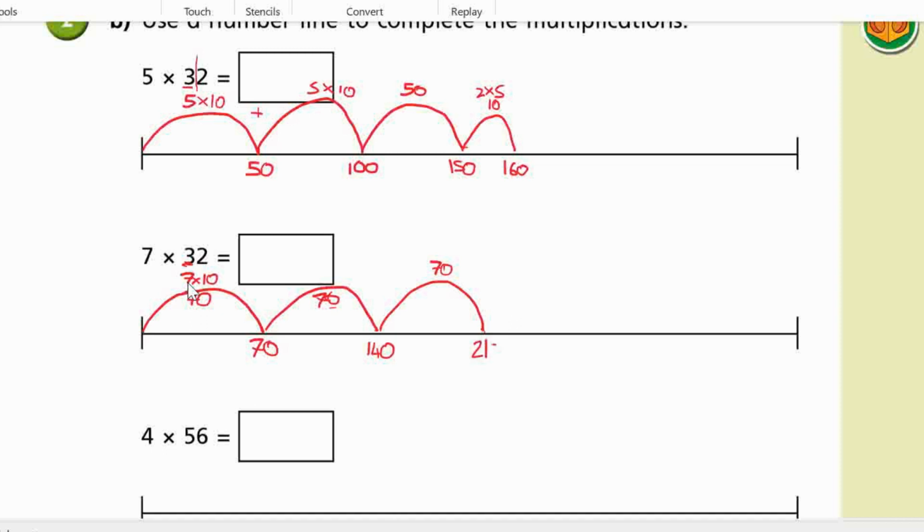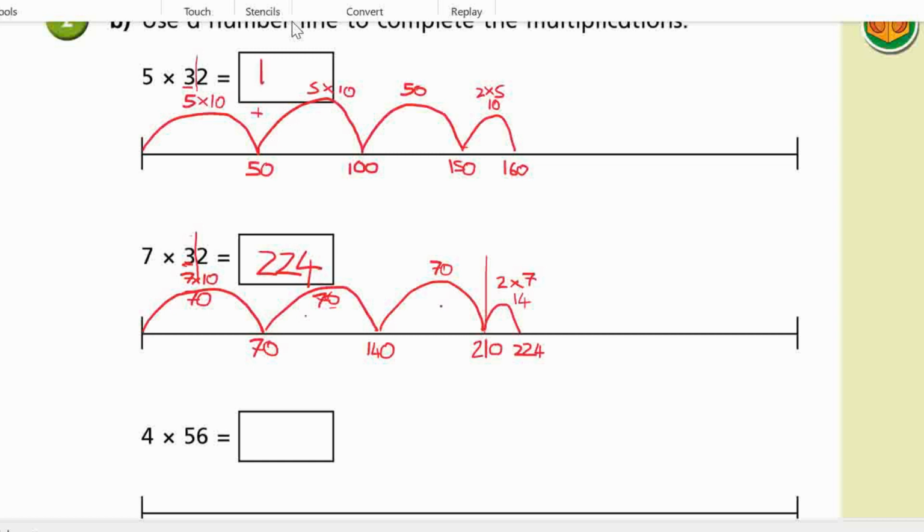Okay, 21 with a 0, 210. Right, and then at the end here we have a little jump for the units, because we've done this jump 3 times. So we've done the 3. Now we have to do 2 times 7. What does that give us? 14. So 210 plus 14 is 224. Okay, good. So the answer here is 224.